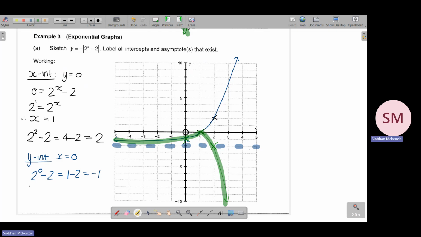Feeling confident? Fairly. Okay. And we should label this as y equals negative.